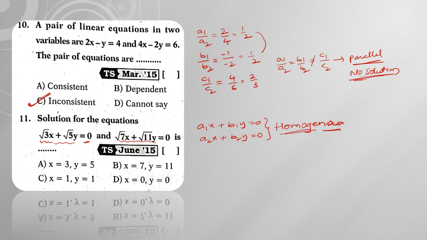So whenever you are given homogeneous linear equations, clearly 0, 0 will be one of the answers. Whenever you don't have any constants, then you have homogeneous equations. So for these homogeneous equations, 0, 0 will always be one of the solutions.